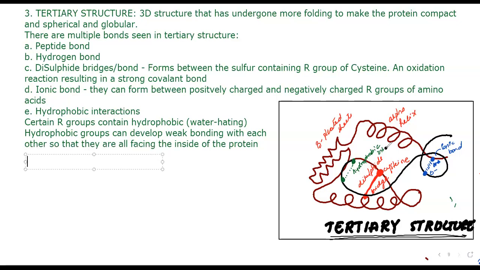And last but not least, the final level of complexity that we can see in our protein structure is what we call our quaternary structure.